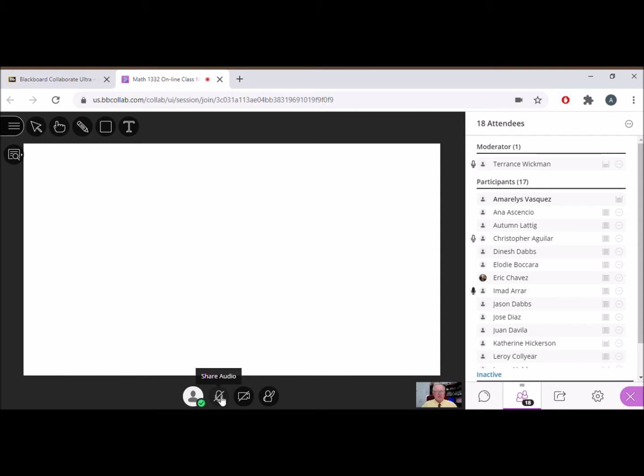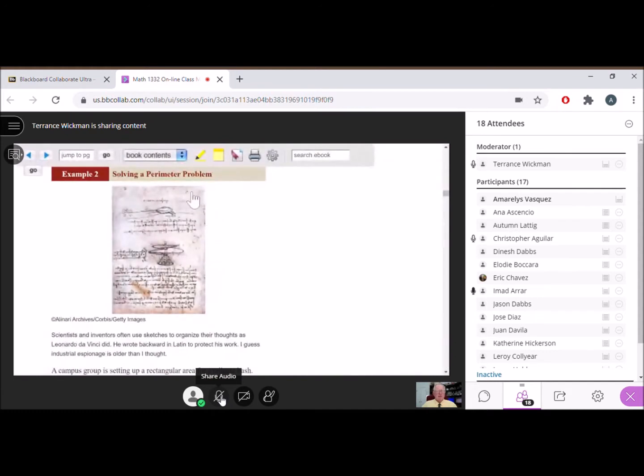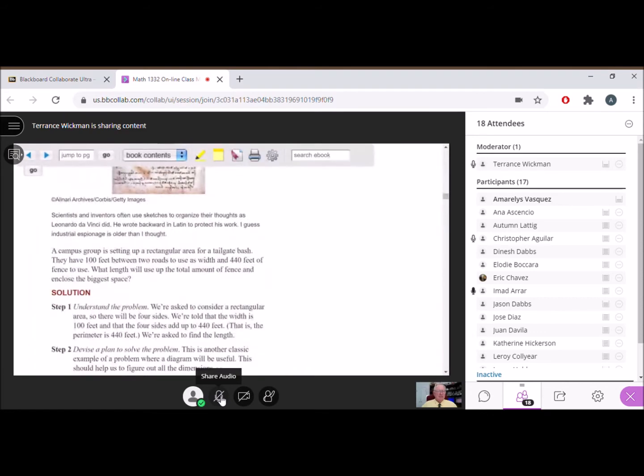All right. Number 2, solving a perimeter problem. It says a campus group is setting up a rectangular area for a tailgate bash. They have 100 feet between 2 roads with 440 feet of fence to use. What length will use up the full amount of fence and enclose the biggest space? We're going to have 220 feet left over.